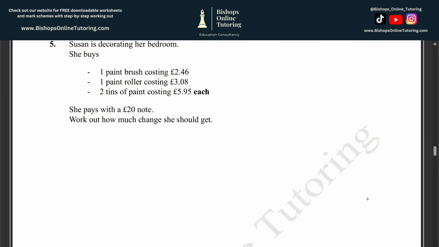So first things first, let's calculate how much the 2 tins of paint cost, because it's the only thing that's more than one that she's purchased. So we do £5.95 times 2, and that gives us £11.90. So now let's add everything up.